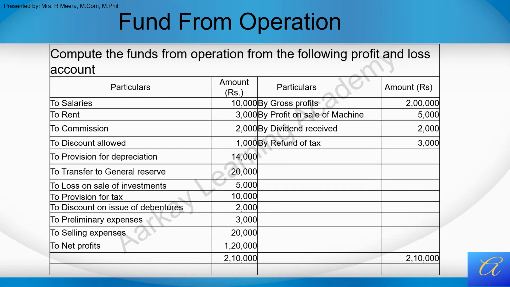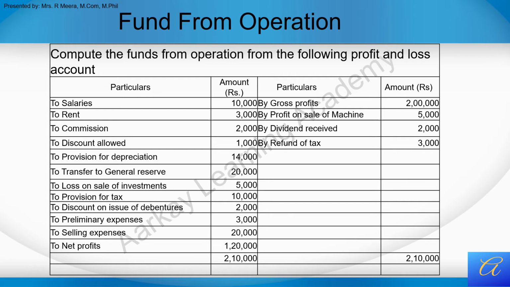Let us take a problem. Now, the details of the profit and loss account are given below. See the salaries, rent, commission, discount allowed, provision for depreciation, transfer to general reserve, loss on sale of investment, provision for taxation, discount on issue of debentures, preliminary expenses, selling expenses. All these expenses are recorded on the debit side. And similarly, on the credit side, we see profit on sale of machinery, dividend received, refund of taxation. All these are given on the credit side.